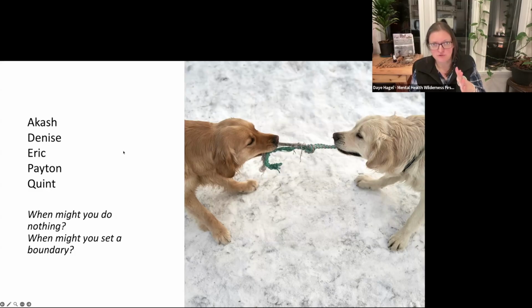And then again, try to reflect on at least one person, at least one behavior. When might you set a boundary around, okay, I get this person isn't interested in change, but at this point in time, here's the boundary I would set because of this reason. Does that make sense? When might you do nothing? When might you set a boundary? Just another 5-minute breakout room.